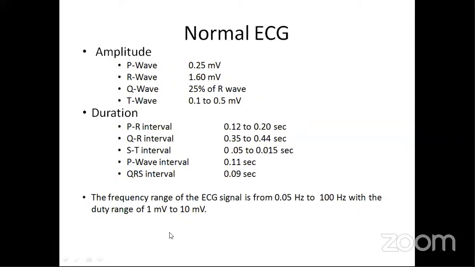According to the time intervals, the frequency range of ECG is from 0.05 hertz to 100 hertz, and the amplitude range is 1 millivolt to 10 millivolts. With these nominal values, we can go for classification or detection of abnormalities in the ECG waveform. So we should keep amplitude, duration and frequency in mind while going for signal processing. That's why I'm starting from the basic things.